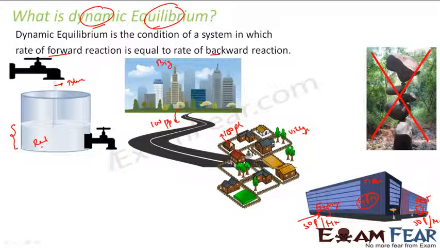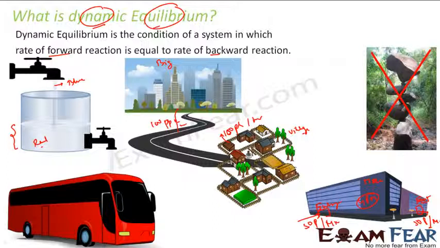But if you see here, the number of people going in and coming out is same. There is equilibrium, and let's suppose this happens every hour. 100 people go from here to here, every hour 100 people come from here. So end of the day, if you see, both are in equilibrium, but the people are changing, right? So it's dynamic equilibrium.